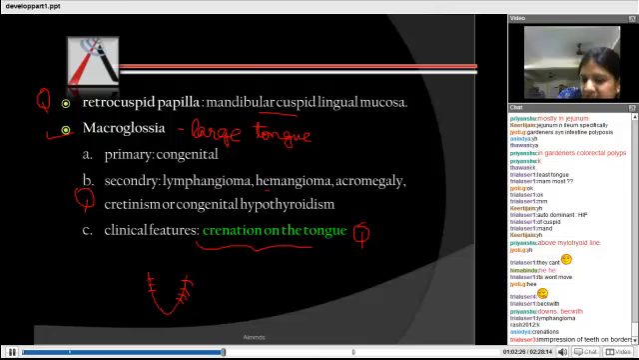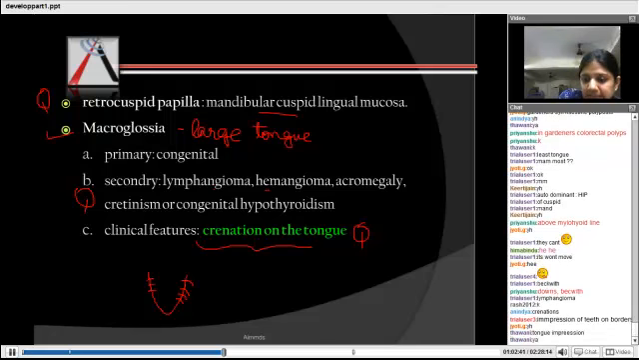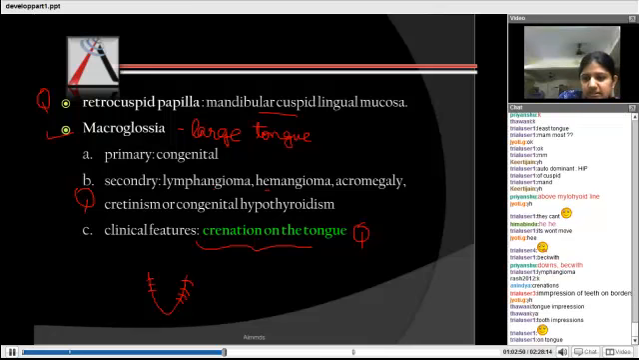People who have a large tongue, it's obvious that it's going to come in between their teeth, right? So you will see tooth marks or crenations on the lateral borders of the tongue. That is how you will identify clinically a person with a large tongue. So that's an important point.